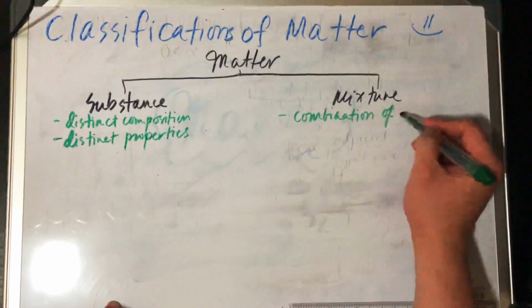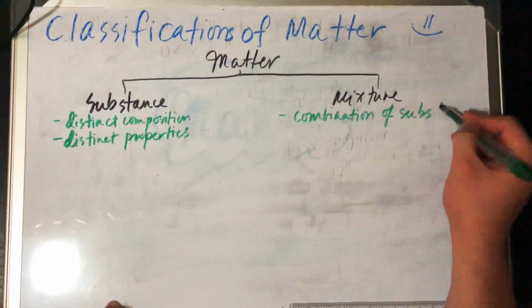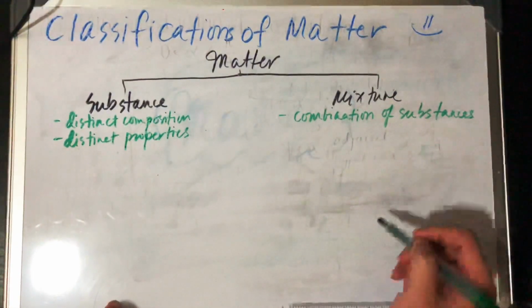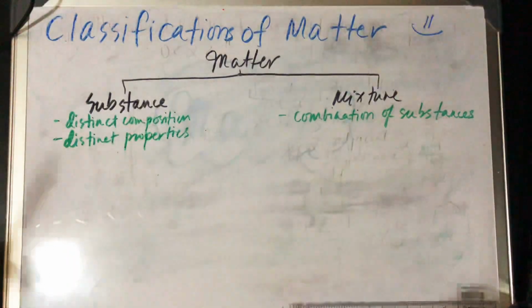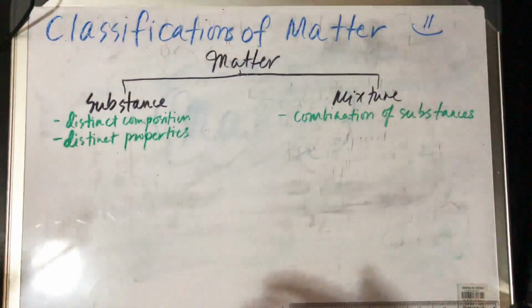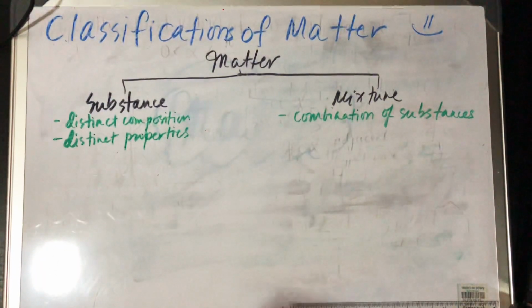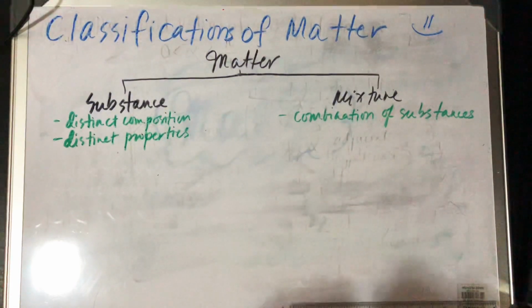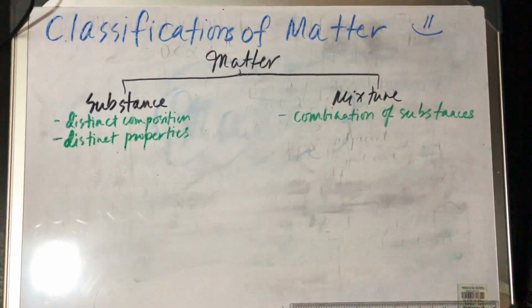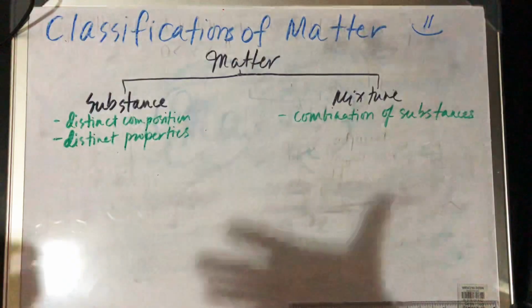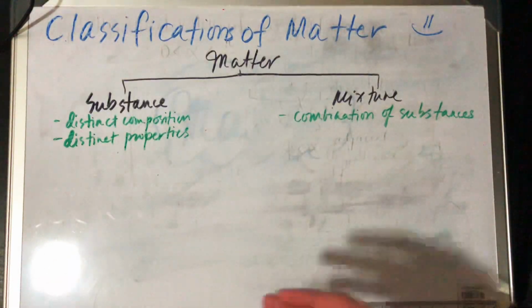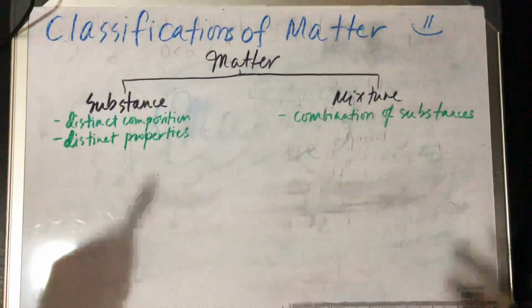Now for mixture, a mixture is a combination of substances. So for example, if we try to make a juice, like an orange juice, we use powdered juice then water. So we have two substances there: the juice powder and the liquid water.